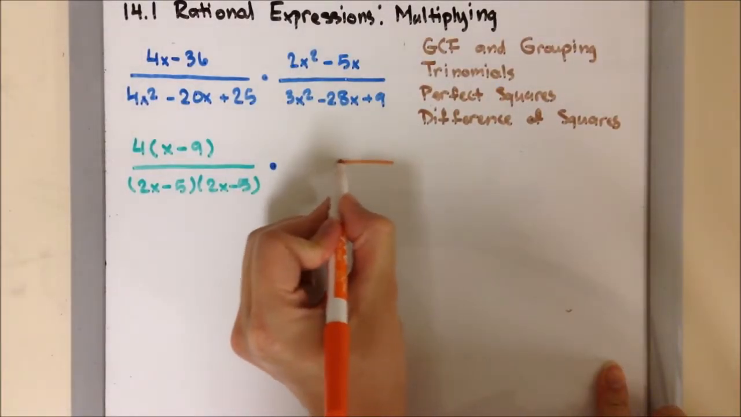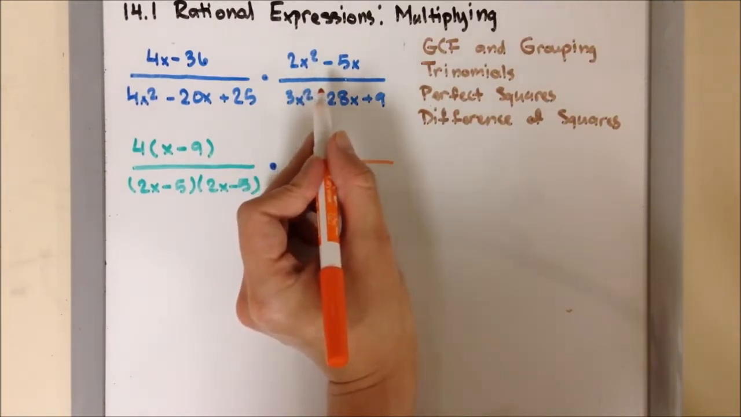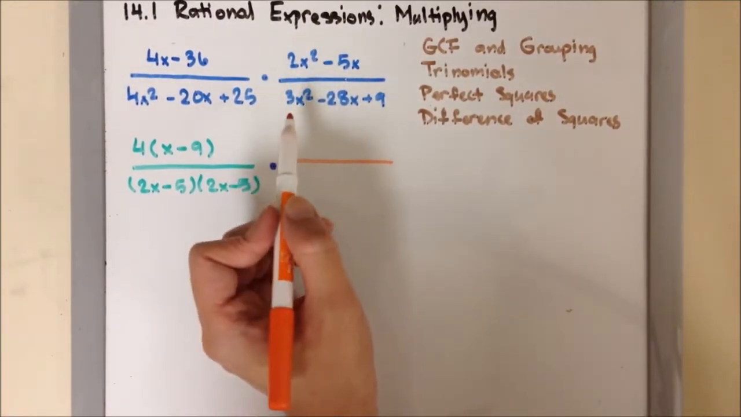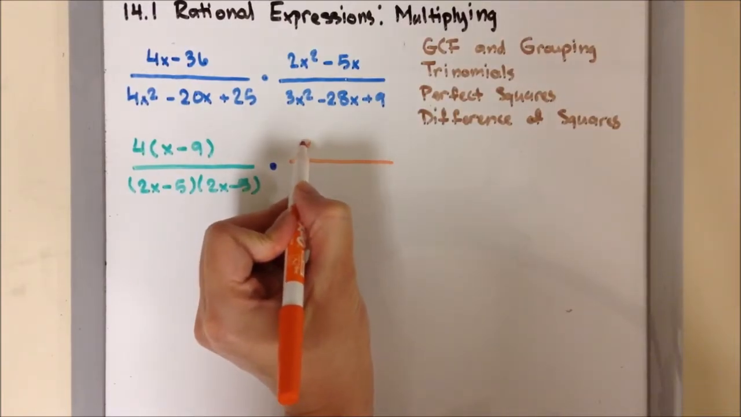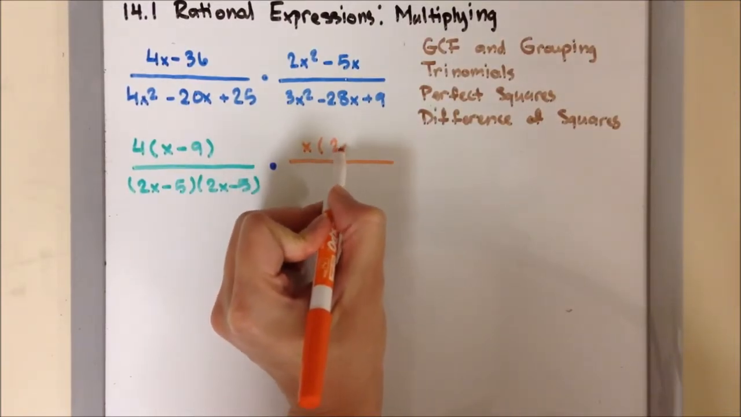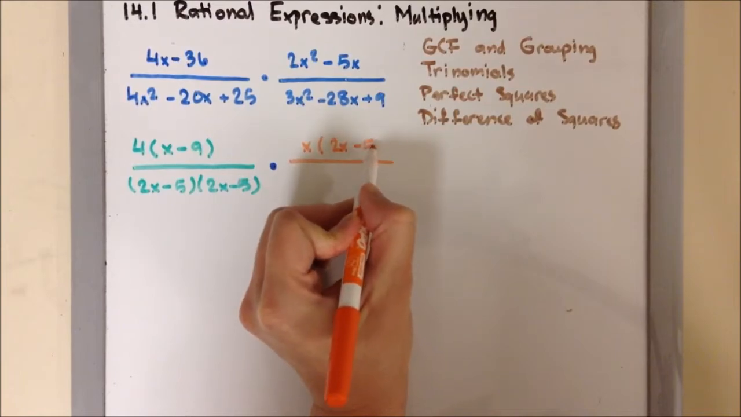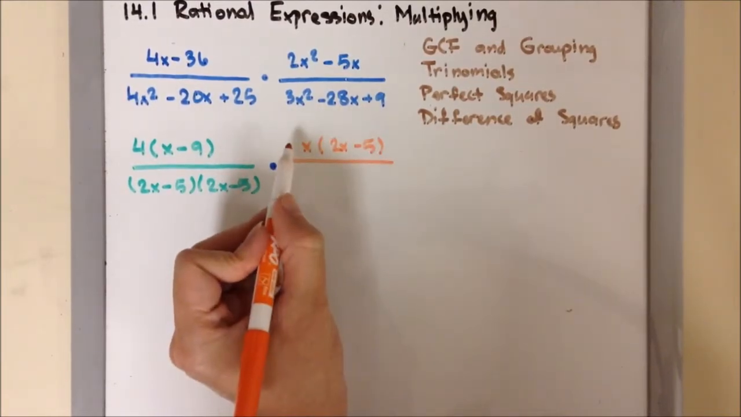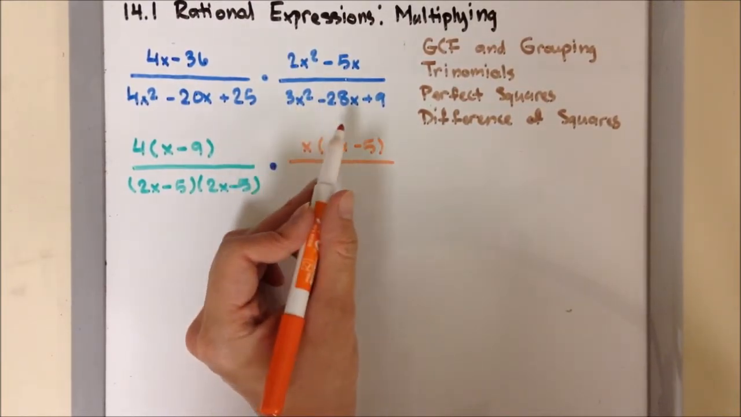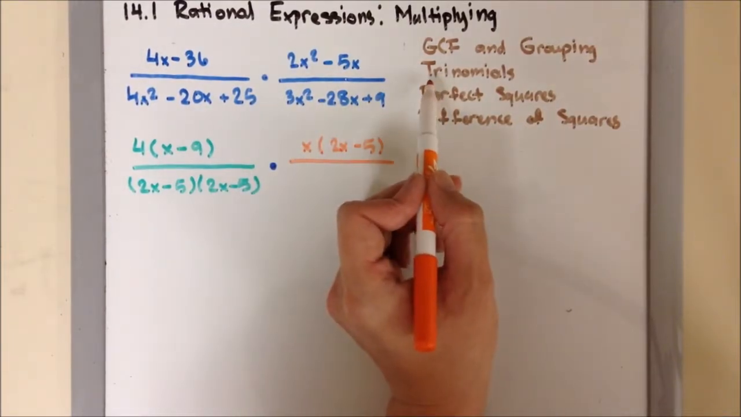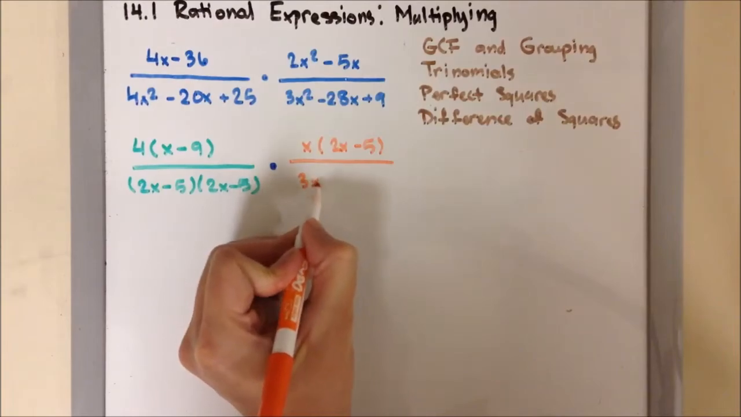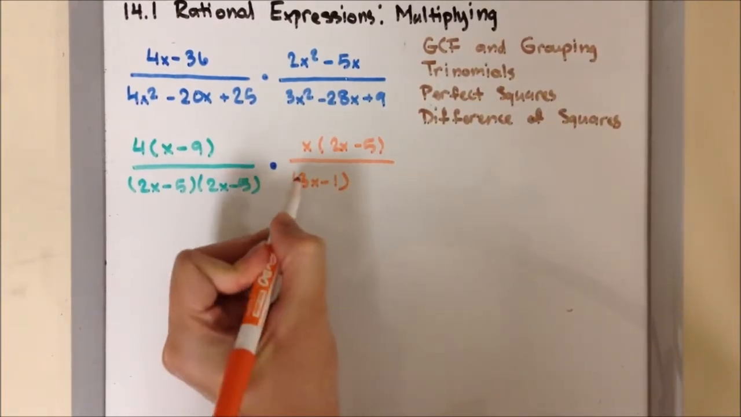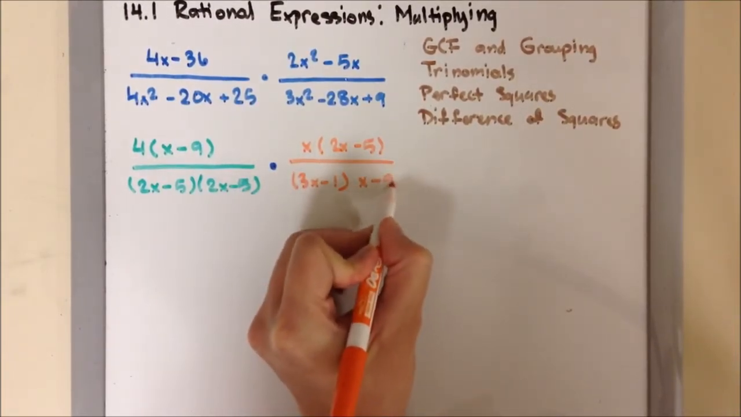So in the numerator, 2x squared minus 5x, it's two terms, so I'm looking for a GCF. The only thing in common between these two is x. So when I factor out the x, I'm left with 2x minus 5. And then the bottom, 3x squared minus 28x plus 9, I'm going to factor like a trinomial. So when I factor, I'm going to have 3x minus 1 times x minus 9.